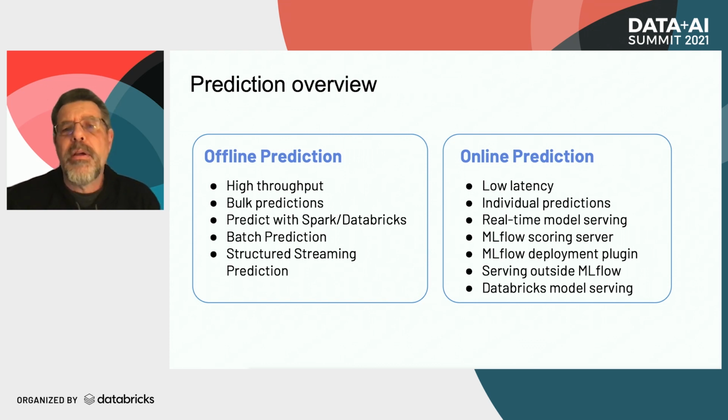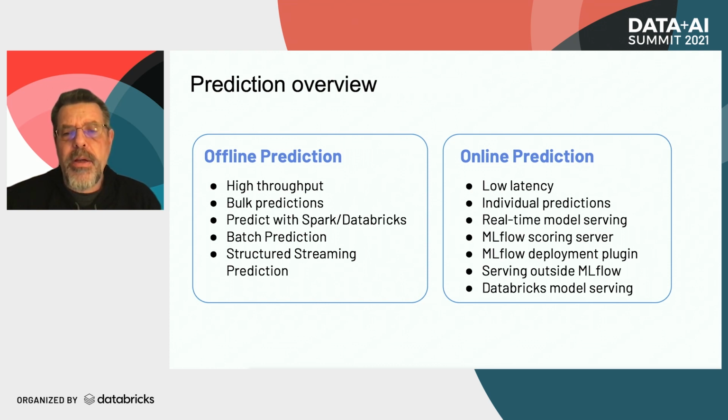Then on the other side, the online prediction, as I mentioned, is low latency. Typically individual predictions, though you can score more than one if they're coming in. This is essentially used for web servers, IoT devices, etc. So this is outside of Spark. There's no Spark involved here.